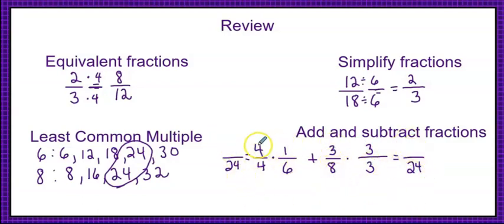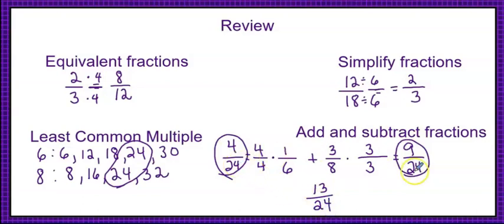So let's do that. Let's see, 1 times 4 is 4. And then 3 times 3 is 9. So these are my two fractions that I can add together now, 4/24 and 9/24, because they have common denominators. So 4 plus 9 is 13. And I keep that denominator the same. You don't add together the denominators. You don't multiply them or anything. You just keep the same denominator. So 4/24 plus 9/24 is 13/24, which also means 1/6 plus 3/8 is 13/24.